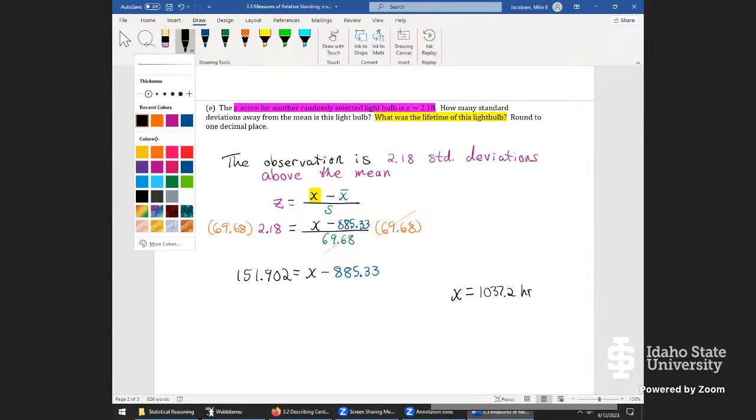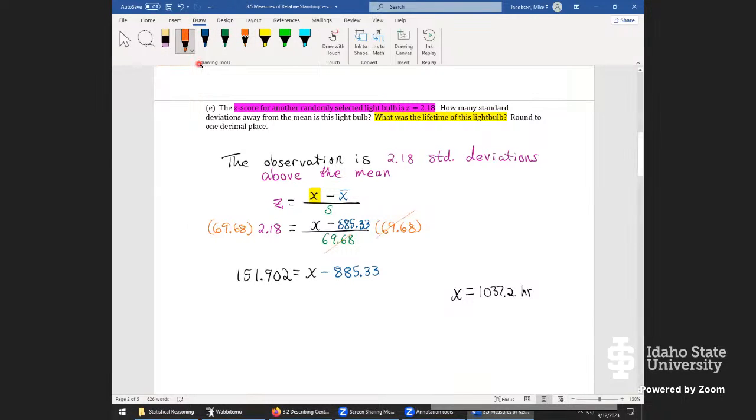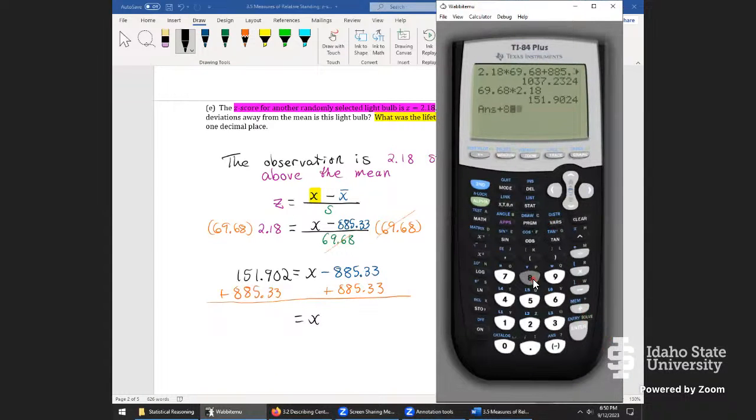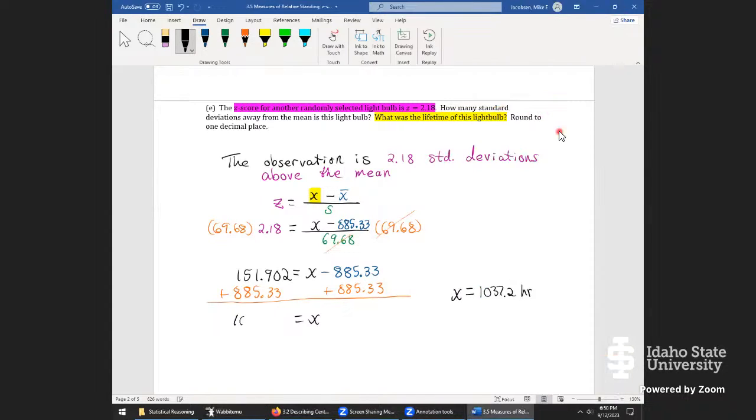Okay, last thing to do, we'll go plus 885.33 plus 885.33. This bar here just says tally both sides of the equation. So the left is just going to be X. And on the right-hand side, we're going to go plus 885.33. Finally, we get the same result, 1037.2 in hours.